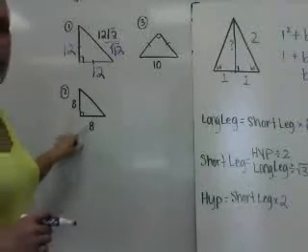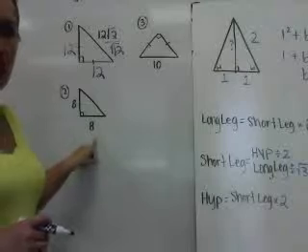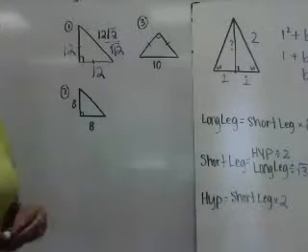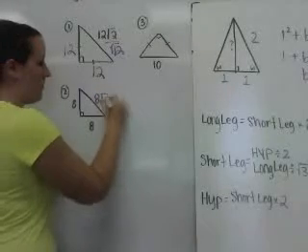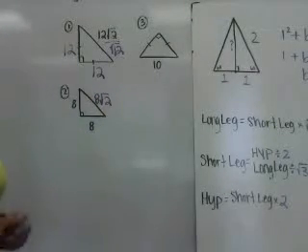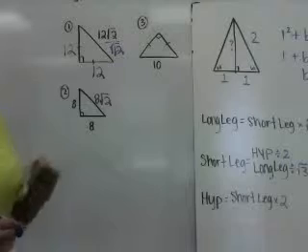All right, if you look at number 2, I'm given that the legs are both 8. So if you need to find the hypotenuse, we need to just multiply by the square root of 2. So it would be 8, 8, 8 root 2.